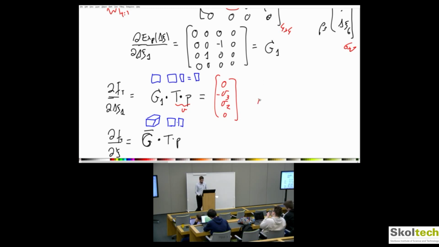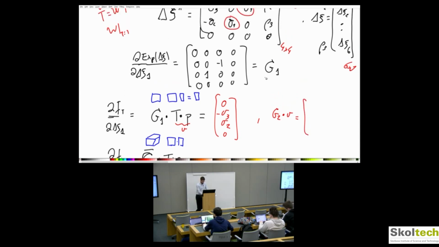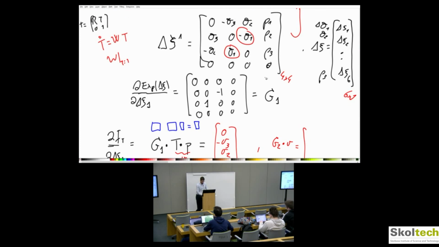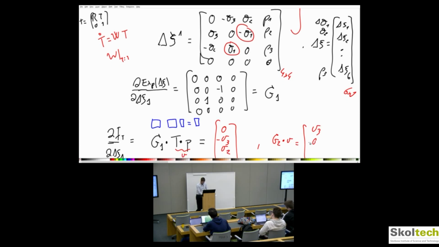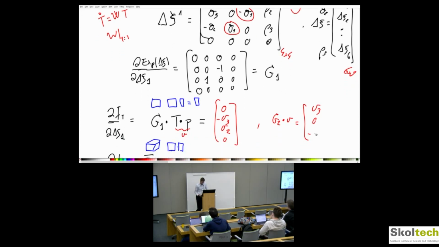Now, the interesting thing is if you do this for G2, we are going to have something like this. So this is P3, and this is 0, and this is minus P1.